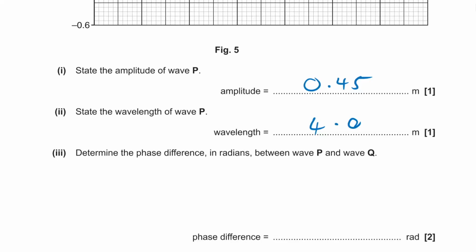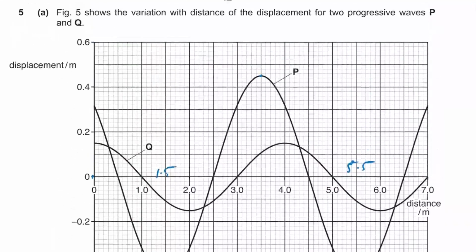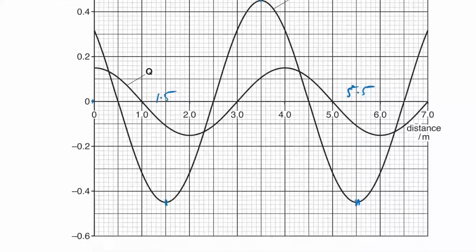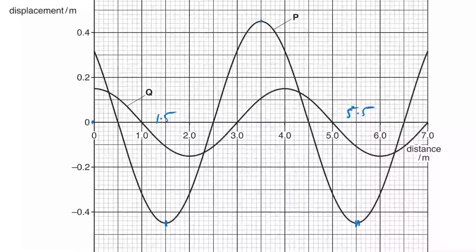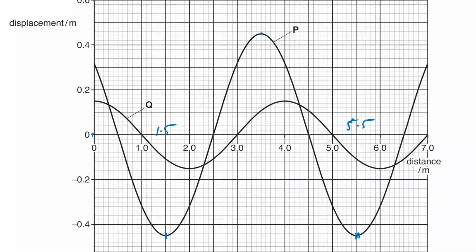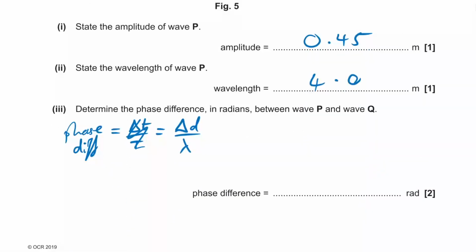Determine the phase difference in radians between P and Q. Okay, let's have a look here. I mean, what we can do is do it properly. Phase difference is equal to either difference in time divided by time period, or in this case, difference in distance divided by the wavelength. And they are the same wavelength, because otherwise we couldn't give the phase difference. So there we go. That's where the trough is for this one. So therefore it's 1.5 and then 2. So the difference is just 0.5 divided by 4.